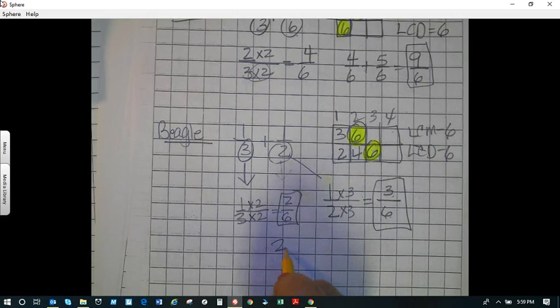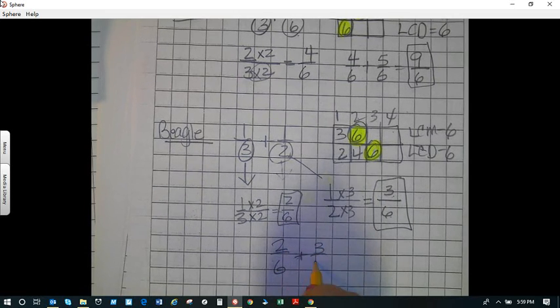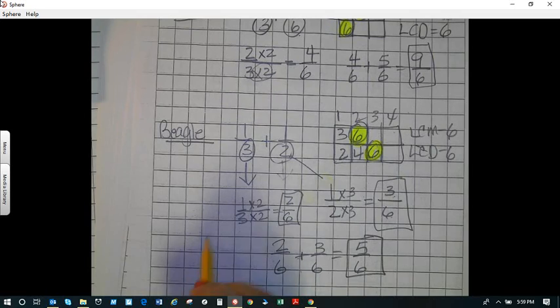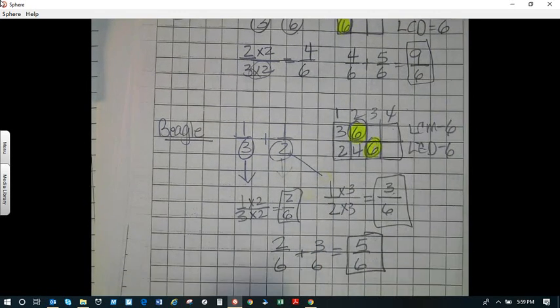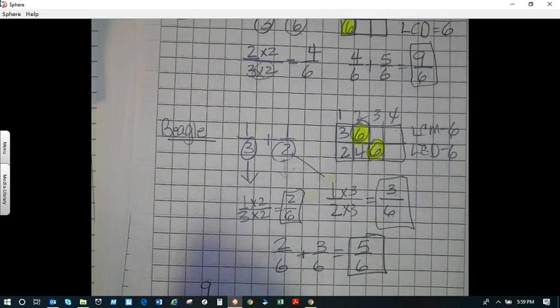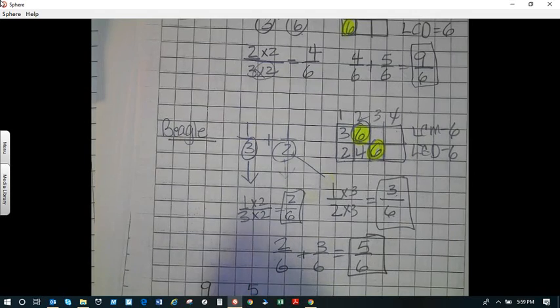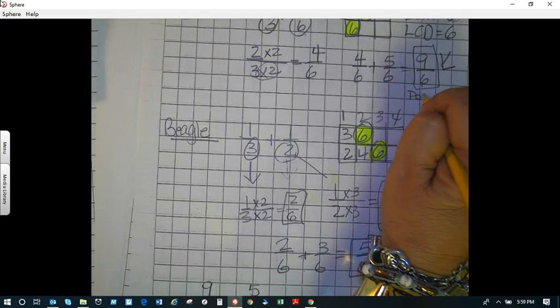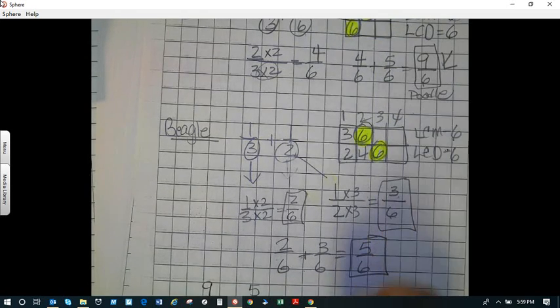2/6 plus 3/6 equals 5/6. So this is for the beagle, and this is for the poodle. So now I want to take the difference, 9/6 minus 5/6 equals, so this is where I got my 4/6. This is the poodle. This is my beagle.